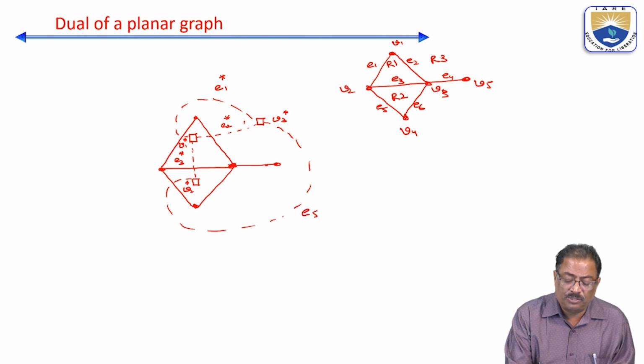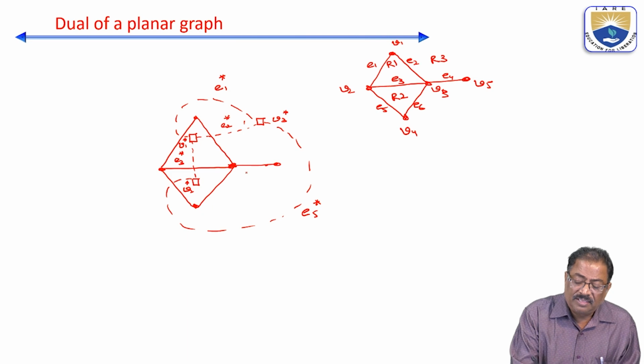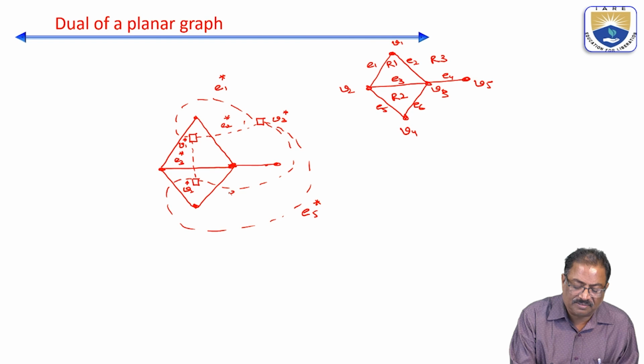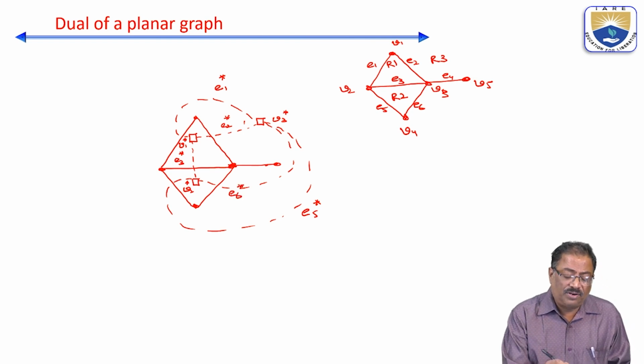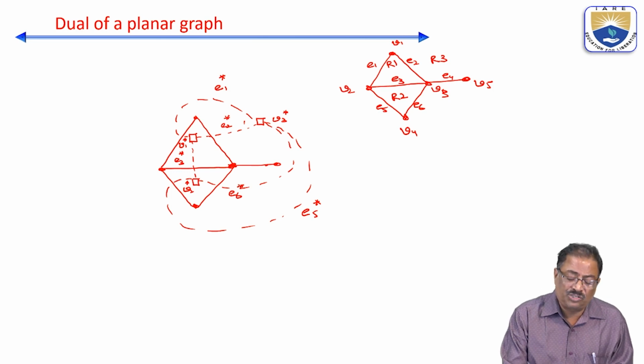So here I am going to say it as E5 star. And another one is E6. This is E6 and the corresponding edge is E6 star. We are connecting like this, E6 star. That means for each and every edge there will be a corresponding edge in its dual.